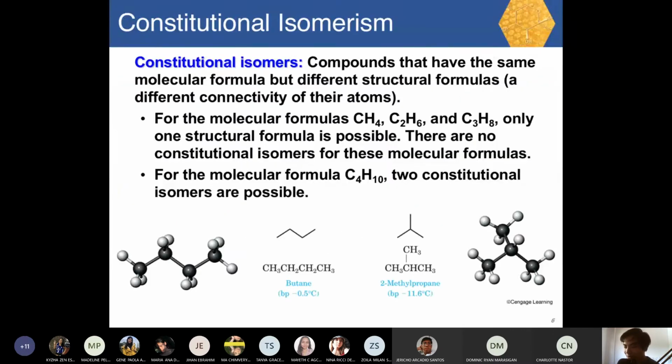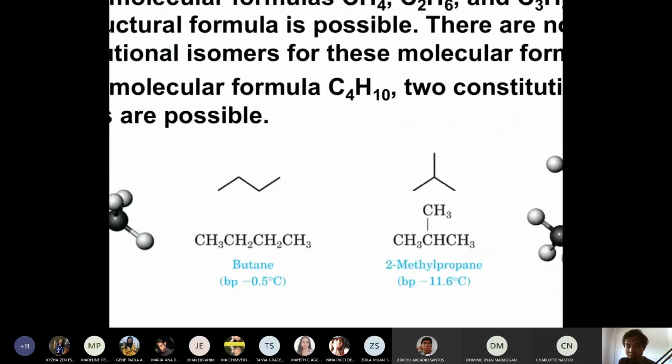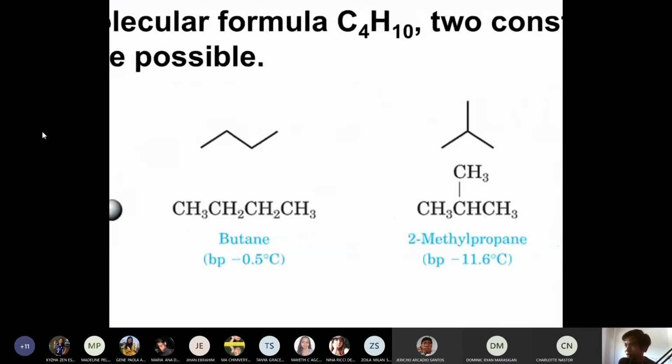The next one is the constitutional isomerism. Ano ba mapansin nyo? The condensed structural formula can tell us kung ano yung connection ng atoms in our molecules. For example, we have this condensed structural formula for butane. CH3, CH2, CH2, CH3. Ibig sabihin yan, yung drawing niyan ay zigzag lang. Ito naman, CH3, CH, CH3, CH3. Dito, sa second carbon, may nakadugtong na CH3.